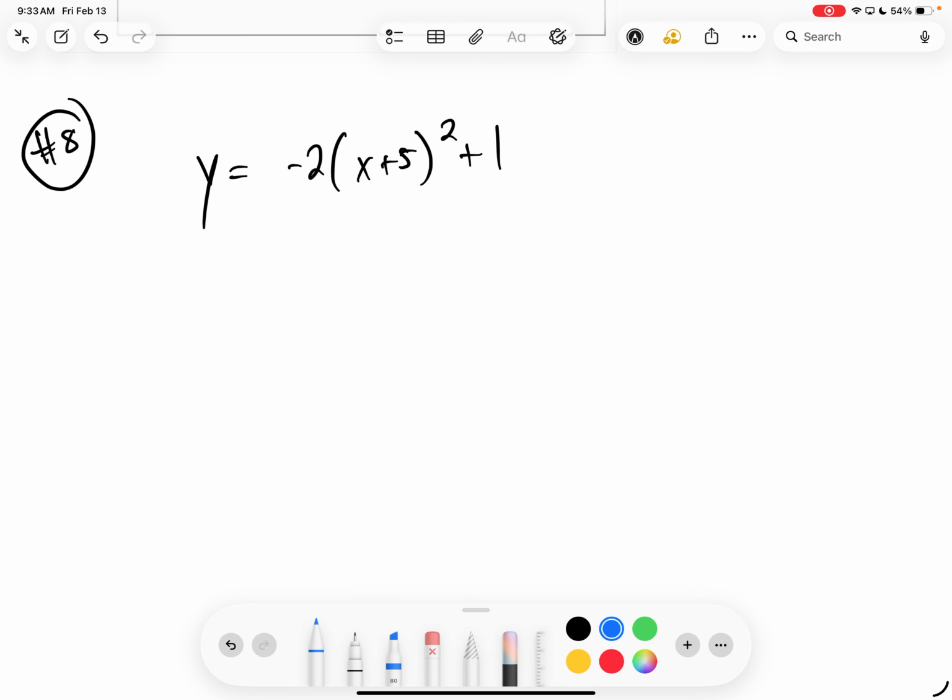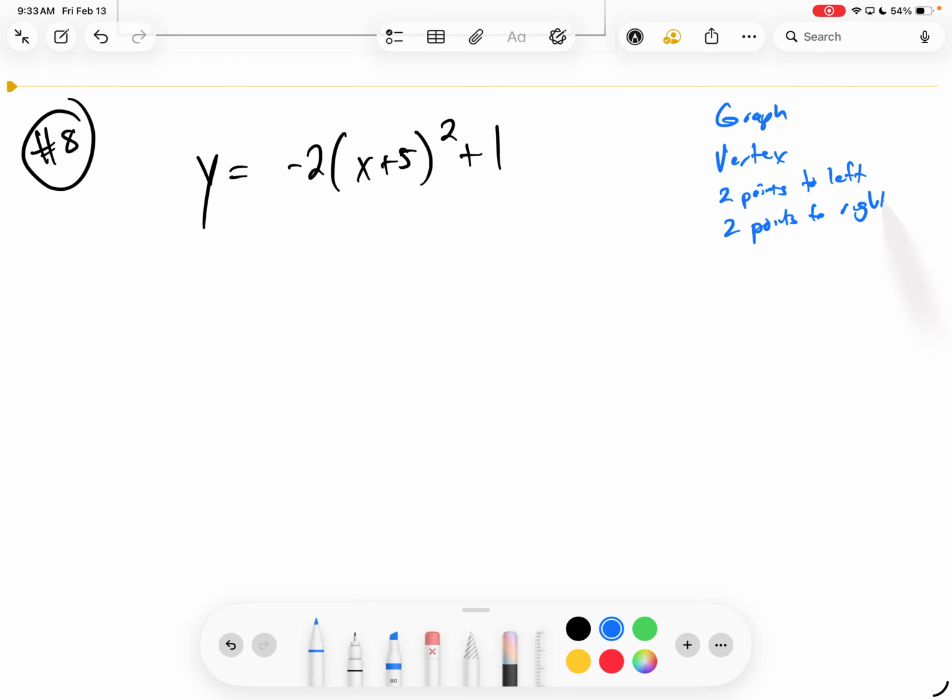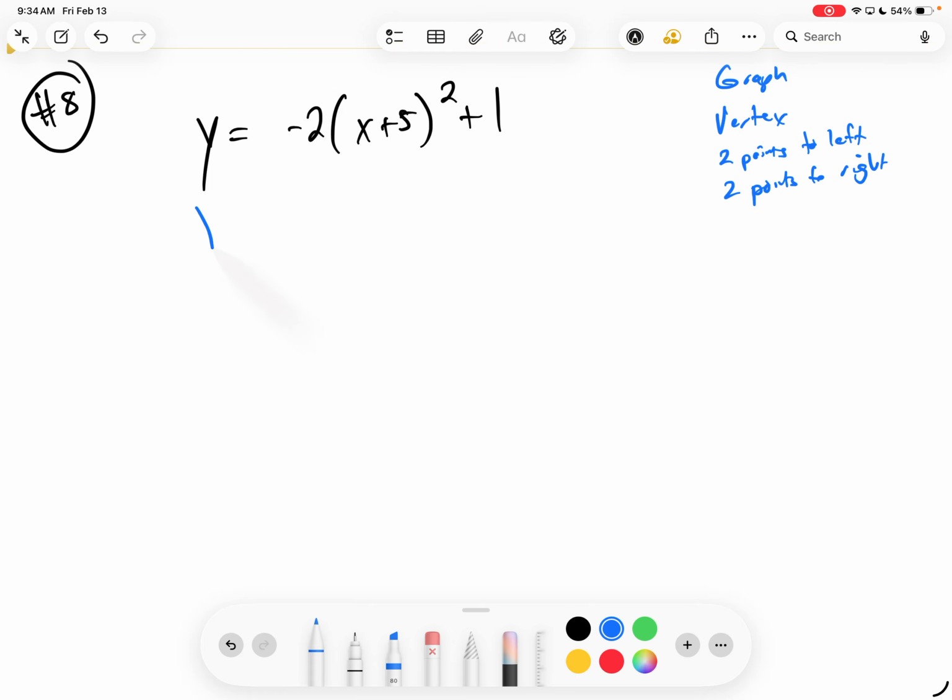So graph this. It says to graph the vertex, 2 points to the left, 2 points to the right. Okay, so the first thing is the vertex. My formula for this is not something that I will give you on the board because this is just something that you should probably recognize. Oh man, am I going to be nice? I will write the formula, but I will not write the next part, okay?